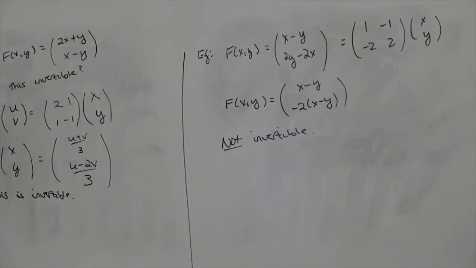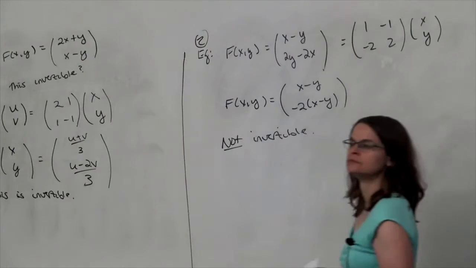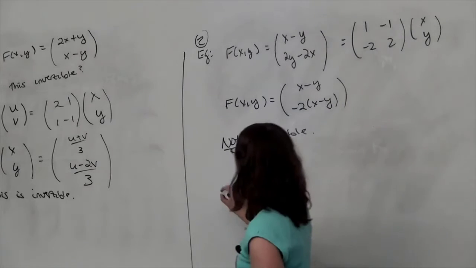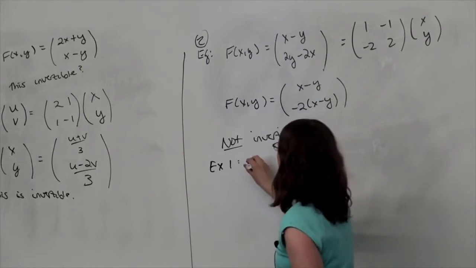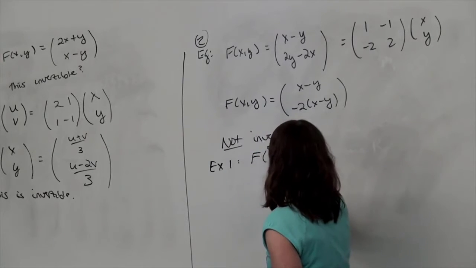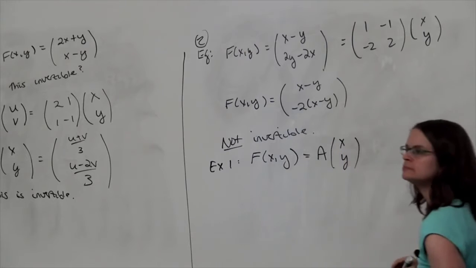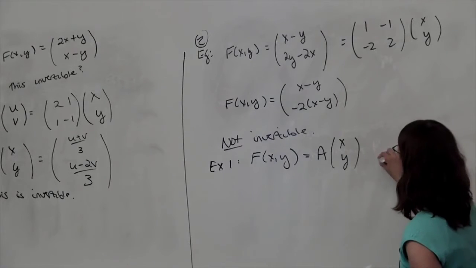Okay, so let's dig into these a little bit. Let me call this example 1 and this example 2. Okay, so in example 1, f of x, y had the form A times (x, y), where A is an invertible matrix.